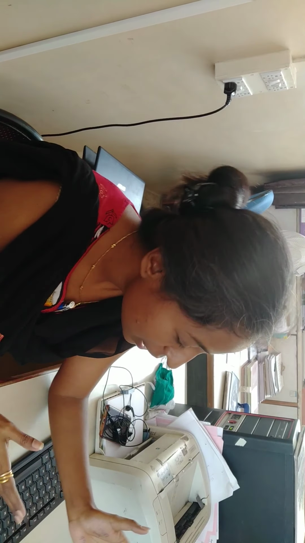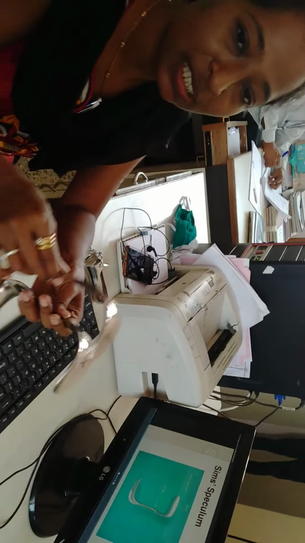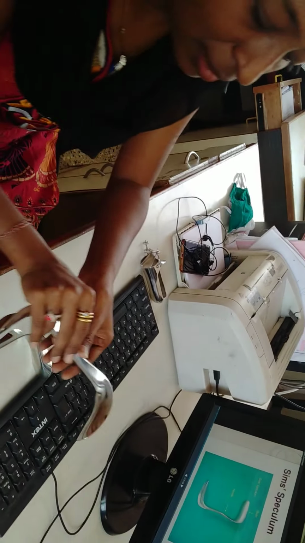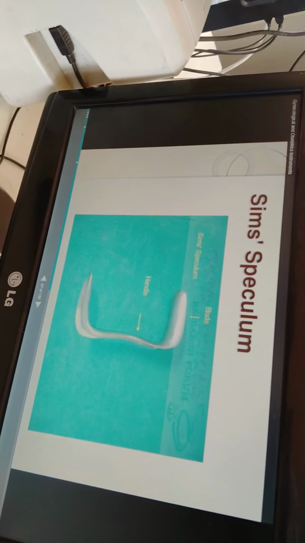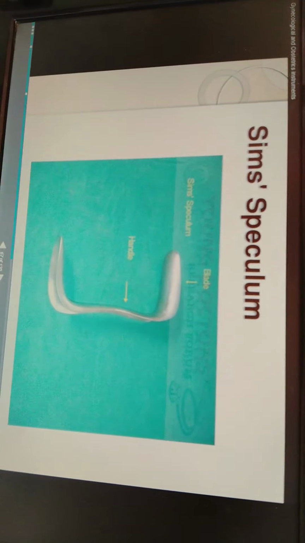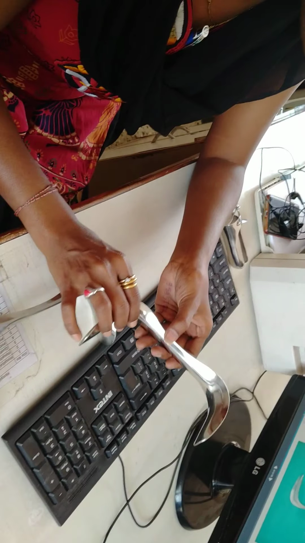So we are going to see the instruments which are used in gynecology. We are going to see the first, basic instrument, that is the Sims speculum. So what are the parts? This Sims speculum was introduced by a person named Sims. He has given other three entities: the Sims wire and the Sims position of examination.